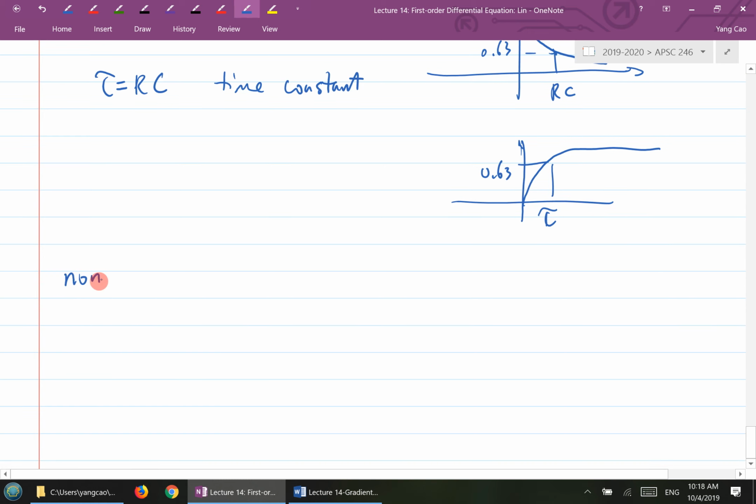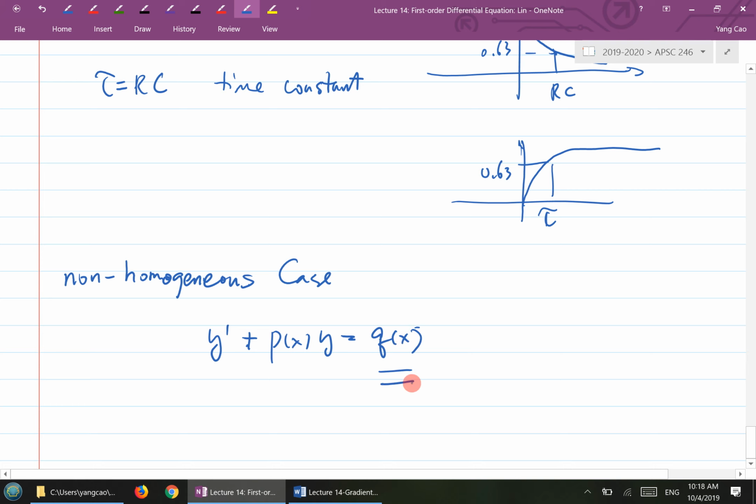In a couple of minutes, let me just start this, and then we can call it a day. So the non-homogeneous case. This is the case when you have a format like this: y prime plus p(x)y equals q(x). So this side is a non-zero term. How do we solve it? I think I'll leave it. I'll solve it next time. We use the integrating factor method.